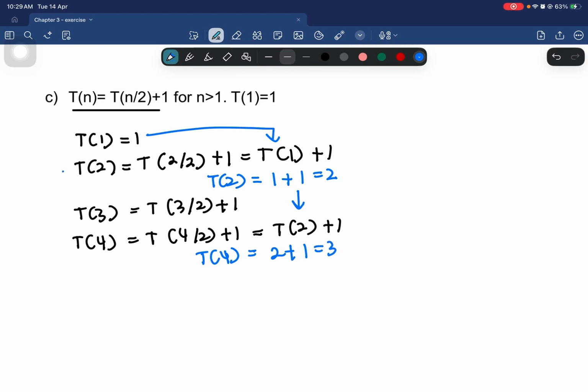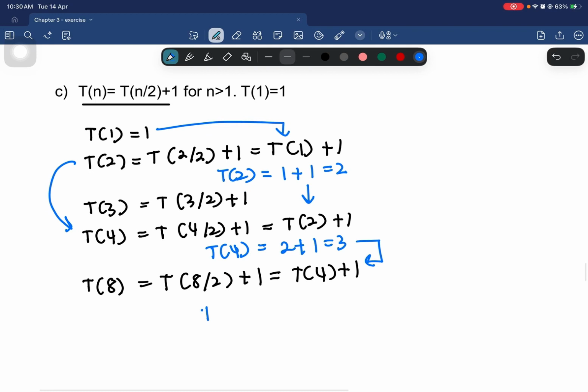So we can see the pattern here, 2, 4. Maybe we can try T of 6 or T of 8. So I will just use T of 8 since we want to divide by 2 here. We don't have T of 3. So T of 8 equal to T of 8 over 2 plus 1 equal to T of 4 plus 1. So we have T of 4 here. We can substitute, so it equals 3 plus 1 equal to 4.